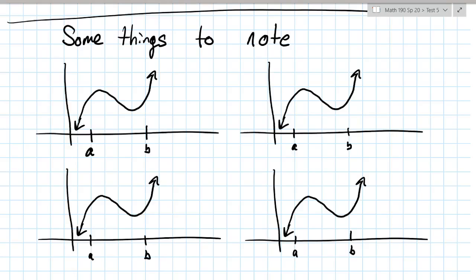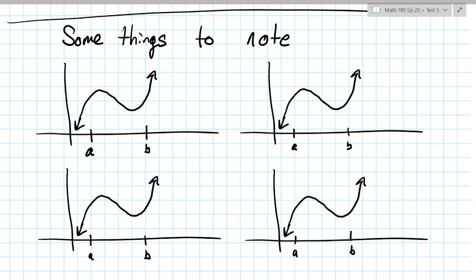Just a quick note about some of the homework questions. It'll ask you to find left-hand endpoints, right-hand endpoints. It'll ask you to find an upper sum and a lower sum. So just graphically, I'm going to show you what those mean.